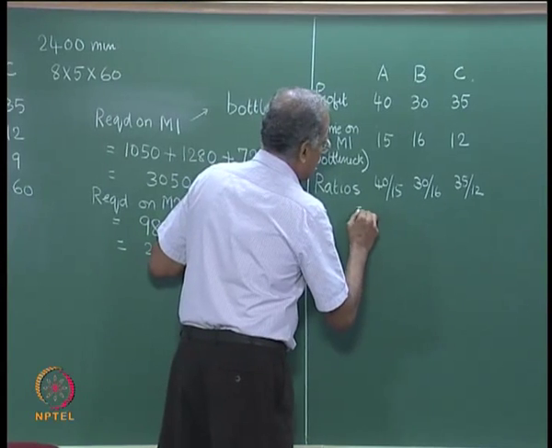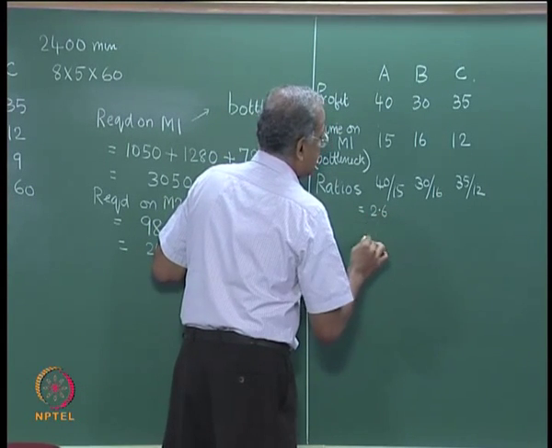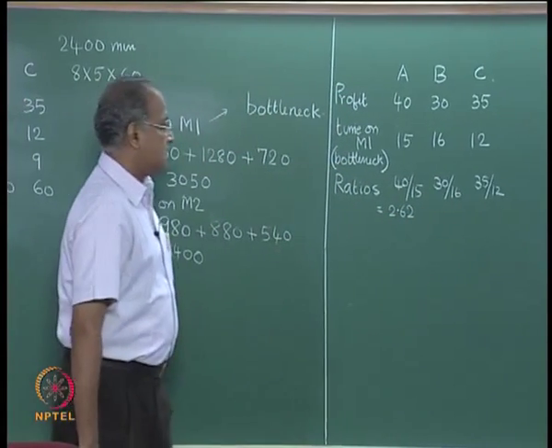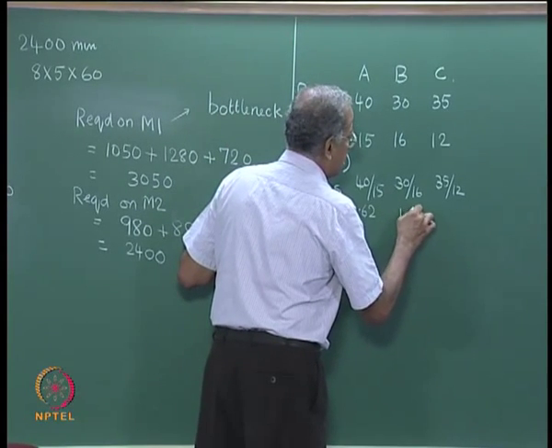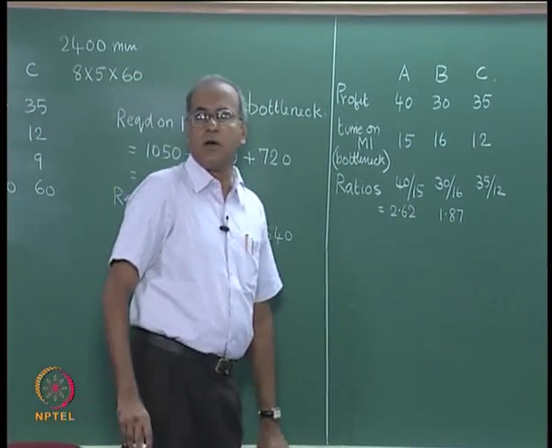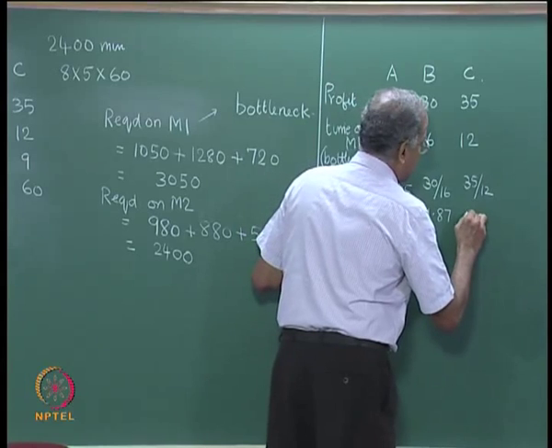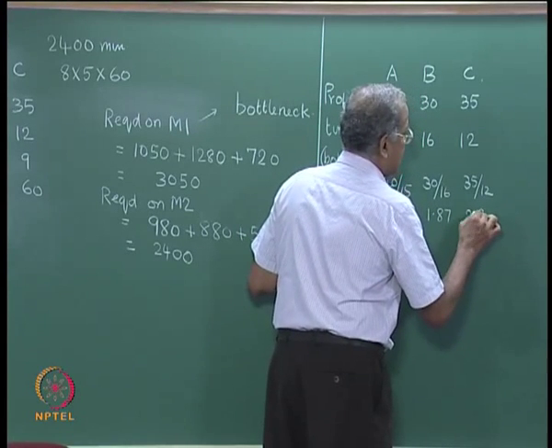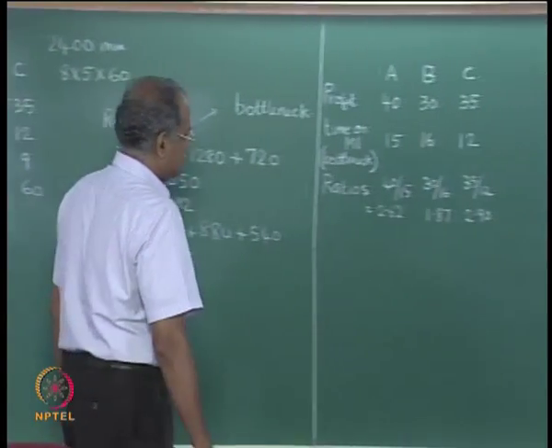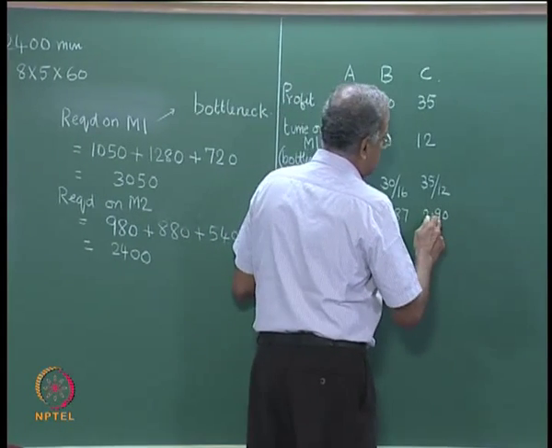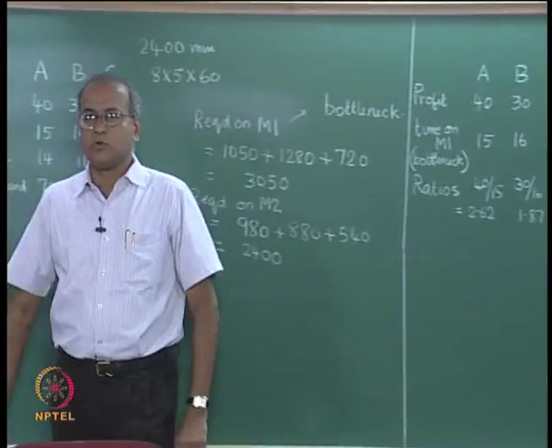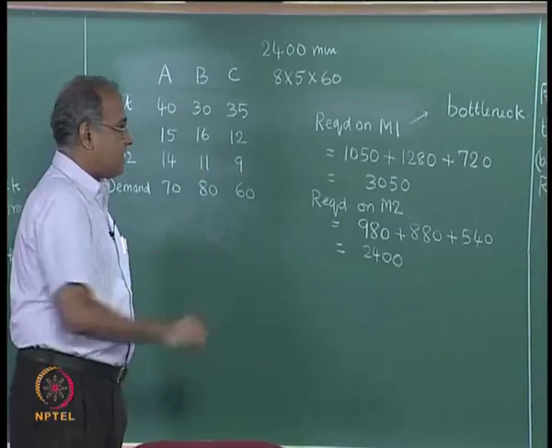So, this is 40 by 15: 2 times 15 is 30, 100, 6 times 15 is 90, and so on. 30 by 16: 1 times 16 is 16, 8 times 16 is 128, 7 times 16 is 112, and so on. And 35 by 12 is 2 times 12 is 24, 9 times 12 is 108, and so on. So, 2.91 and so on. So, these are the ratios.